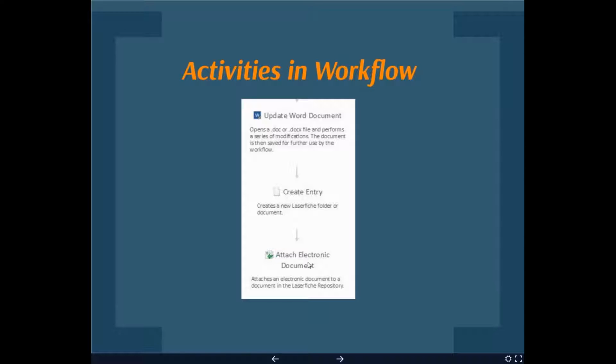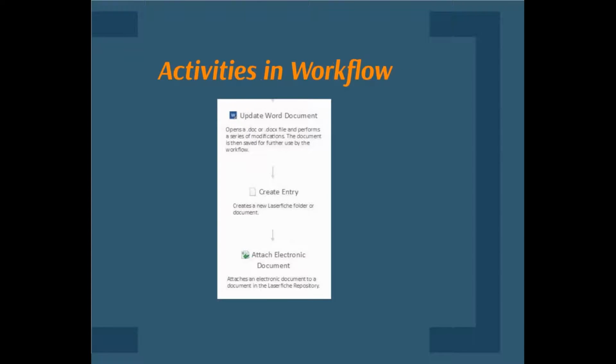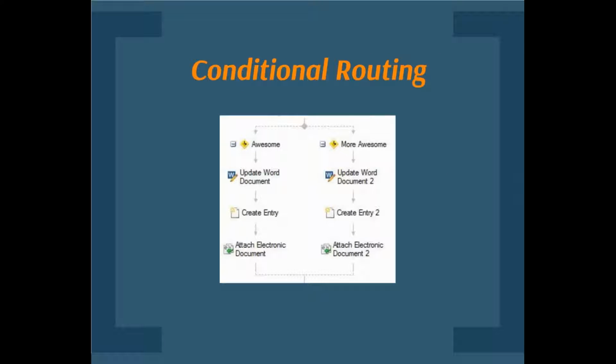And then your actual workflow configuration looks like this, where you have the update Word activity. Then you create a separate entity which will be the result of that Word template plus the data that you're working with at the time. And then you would attach the two. So this kind of creates that new entry with the information merged into it.